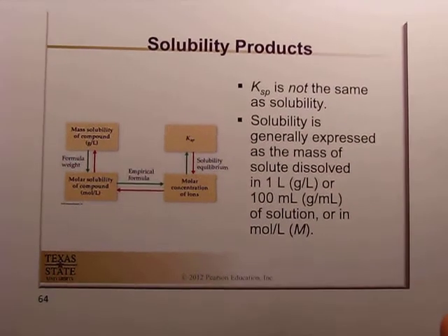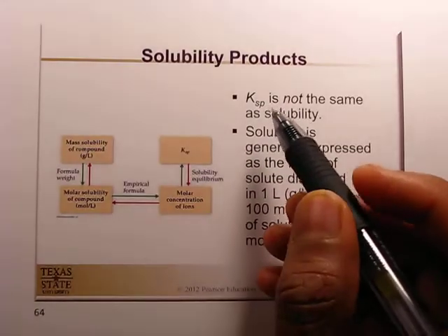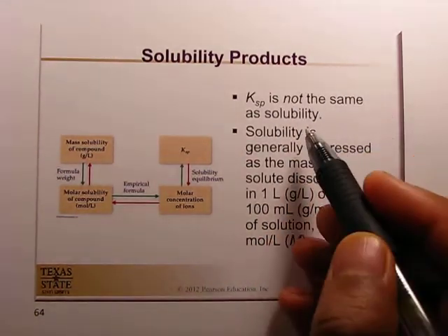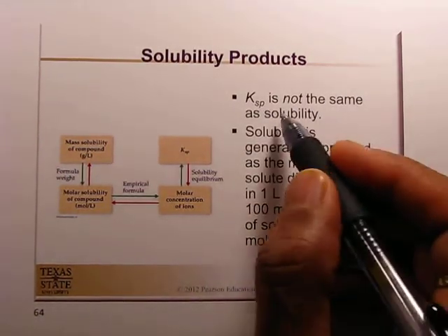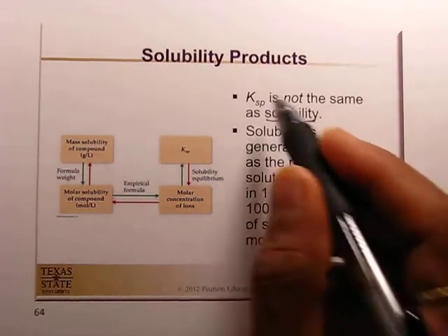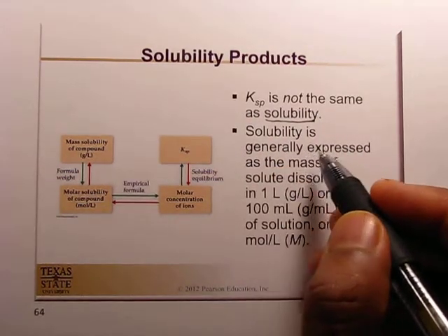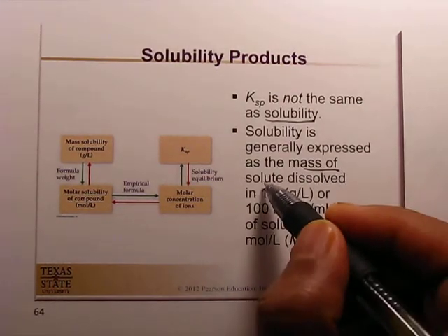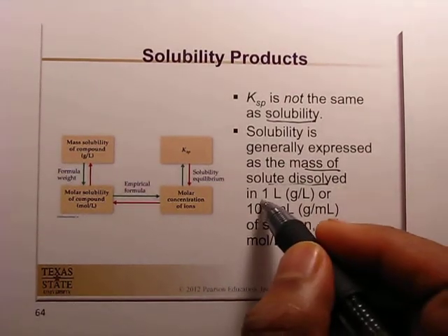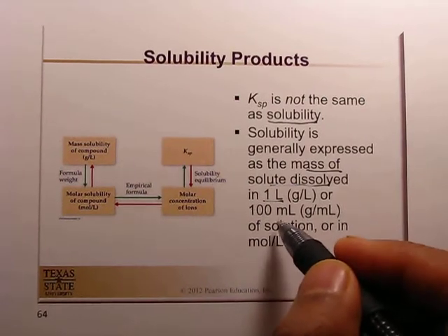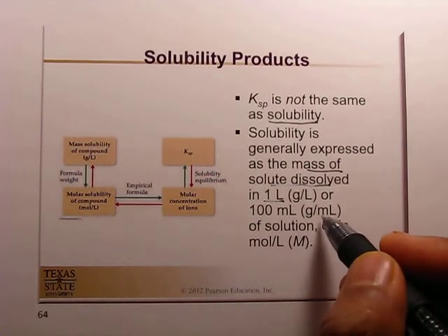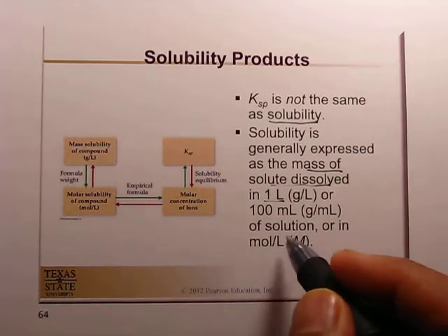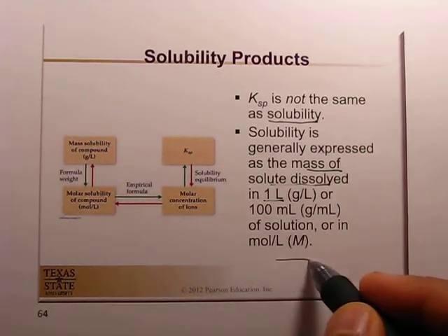So in this video we will study how to calculate the Ksp, or solubility product, for some salt. Ksp is not the same as solubility. Solubility is different from the solubility product. Solubility is generally expressed as the mass of the solute dissolved in 1 liter or in 100 ml. Basically the unit will be gram per ml or gram per liter of the solution, or molarity.